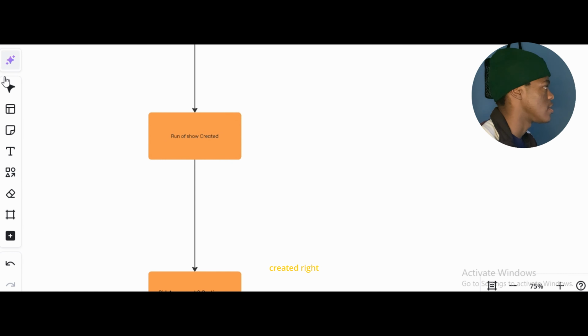Run of show created. Basically, this is where we get to plan everything that is going to be happening in our event. These are the important parts of the event. We need to get these things right.